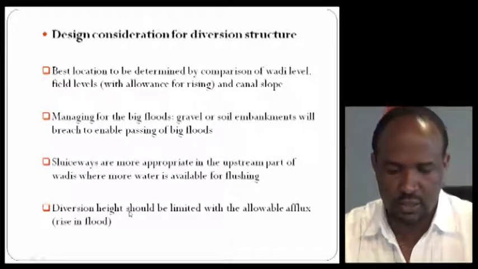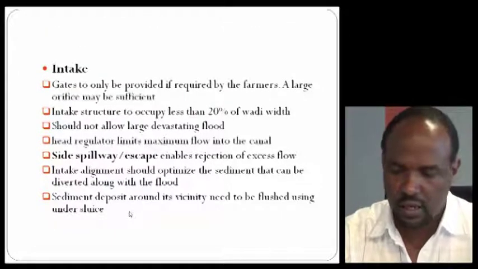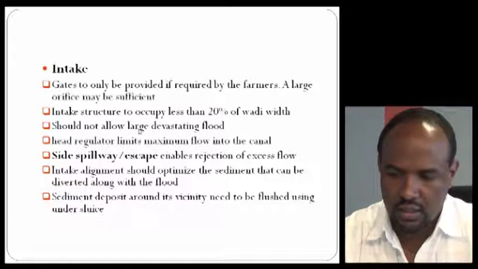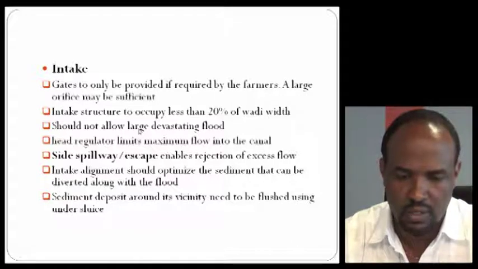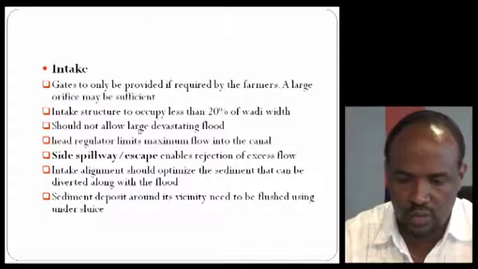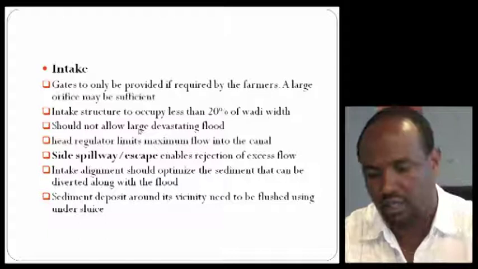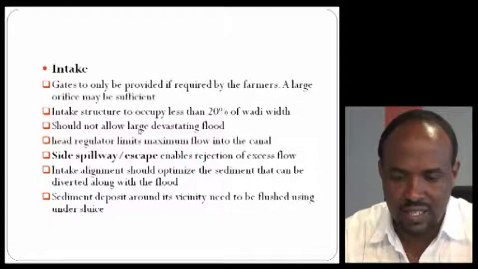Diversion height should be limited by the allowable afflux, that is, the rising flood. The intake gate is to be provided only if required by farmers. That is, it should be in negotiation with the farmers. Sometimes farmers may not need a gate as well, and they may manage the excess flood with other options that they have.